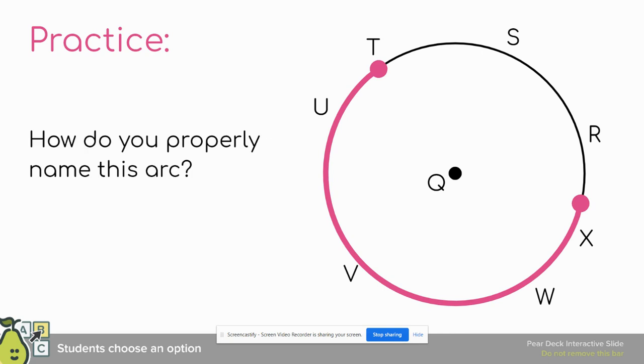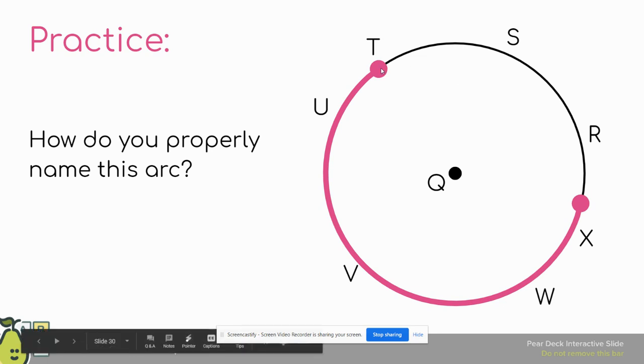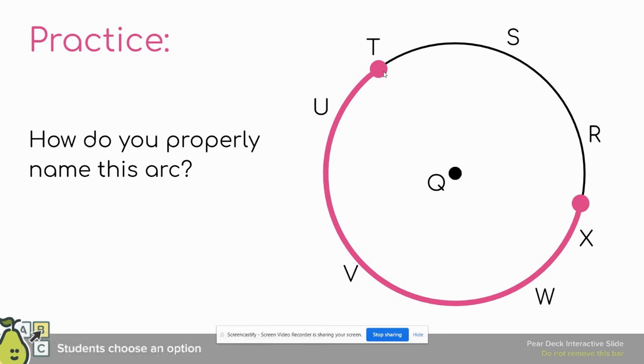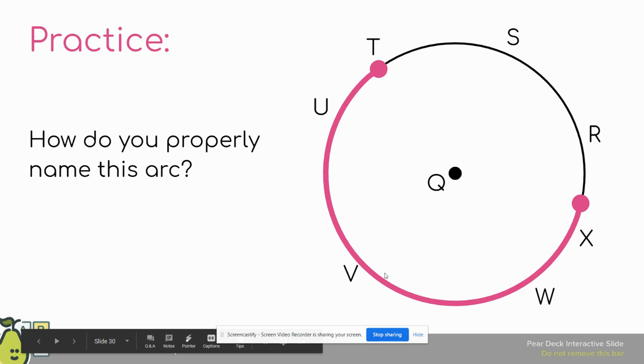And then I want you to try to name it. If you remember, major arcs have 3 letters. They have to start and end with the endpoint. So you could have started with T, ended with X, or started with X and ended with T. The middle letter would be any of these in the middle. So you could have done TUX, TVX, TWX, or the other way, XWT, XVT, or XUT. We don't want to use any of these that aren't on the arc.